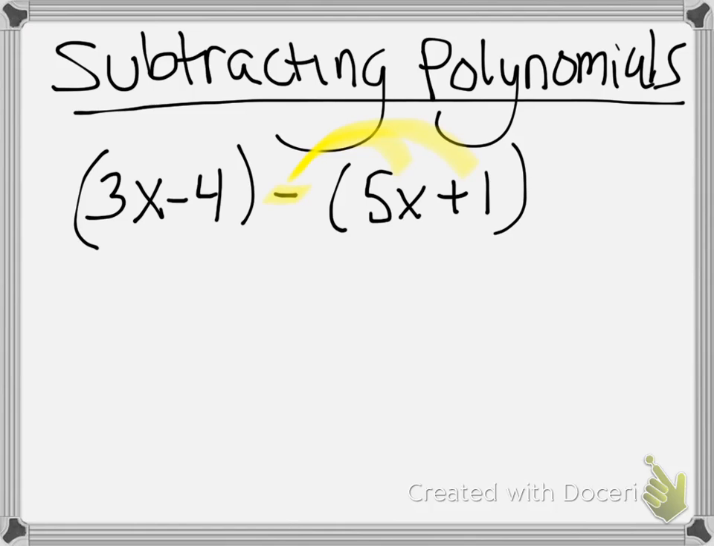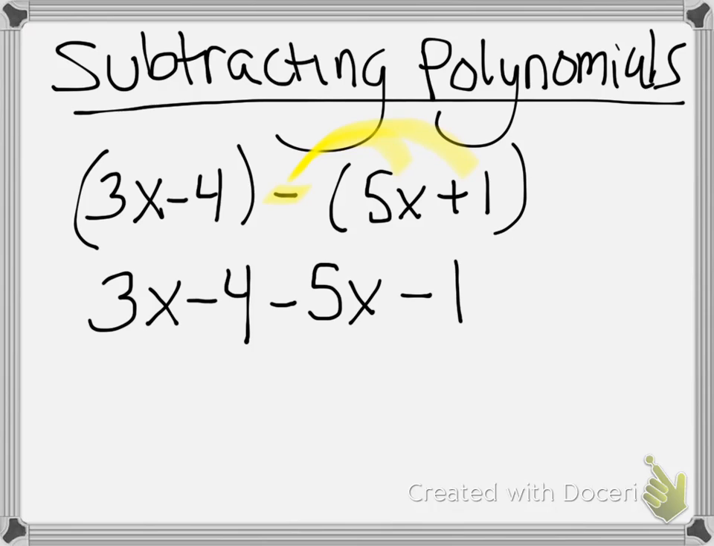So think of it like distributive property. So I'm going to rewrite it without the parentheses. So I get 3x minus 4. I'm going to subtract the 5x, so minus 5x, and I'm going to subtract the positive 1. When I subtract a positive 1, it's the same as minus 1. Now I can add my like terms.